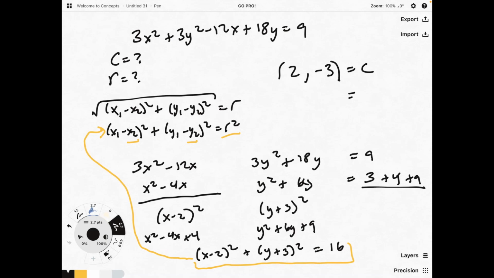And then for our r value, we need to take the square root, because we are at r squared right now, so we need to take the square root of 16, and that is going to be r² = 16. Therefore, r is equal to 4 when we take the square root of both sides. And this is our answer.